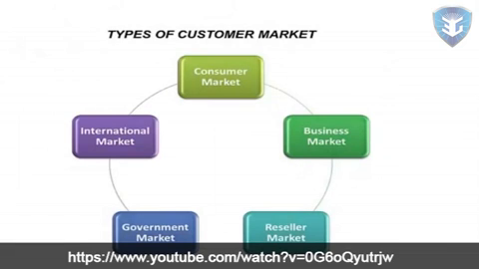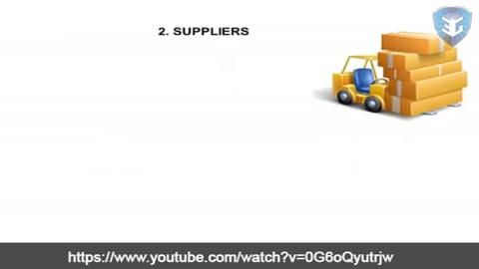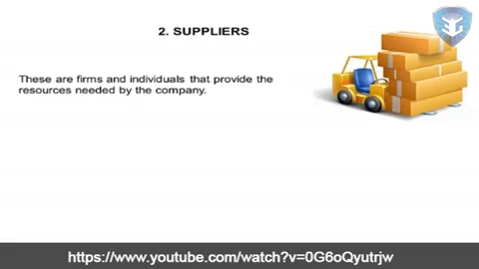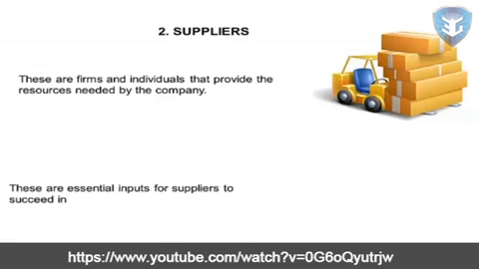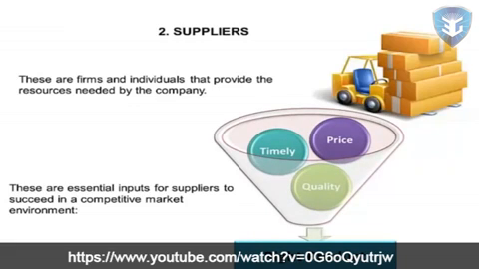Let's now look at the second component of microenvironment, which are the suppliers. Who are the suppliers? These are firms and individuals that produce or provide the resources needed by the company. They are the important link in the company's overall customer value delivery system. There are 3 essential inputs for the suppliers to succeed in a competitive market. These are timeliness, price, and quality, and that will result in the right product.